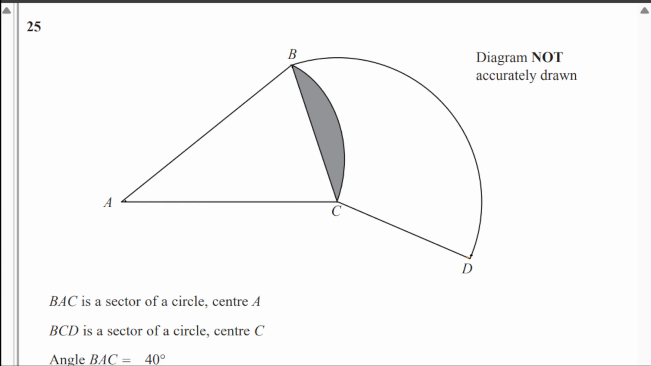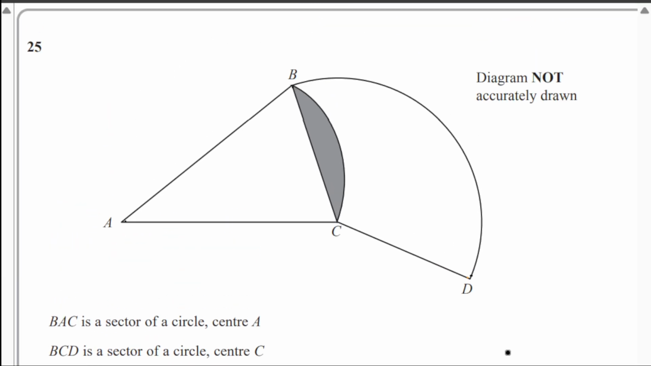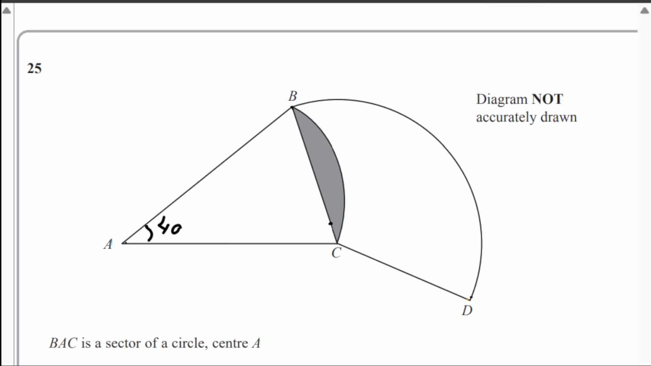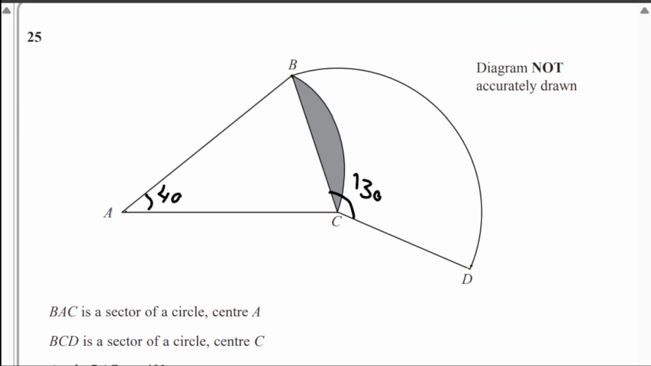Question 25. It's 6 marks. The question gave you this strange looking shape, and they told you angle BAC is 40. So this angle here is 40. Angle BCD is 130. BCD is this angle here. It's 130. The shaded area is 28.